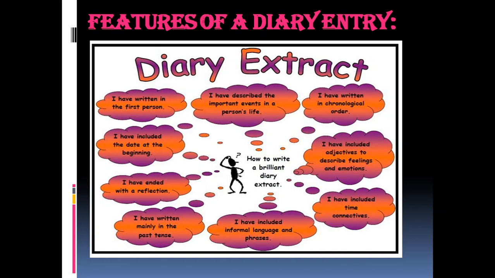I have included the date at the beginning. I have written in the first person. I have described the important events in a person's life. I have written in chronological order. I have included adjectives to describe feelings and emotions. I have included time connectives. I have included informal language and phrases. I have written mainly in the past tense. I have ended with a reflection. If you follow all these rules, then your diary will be a brilliant diary.